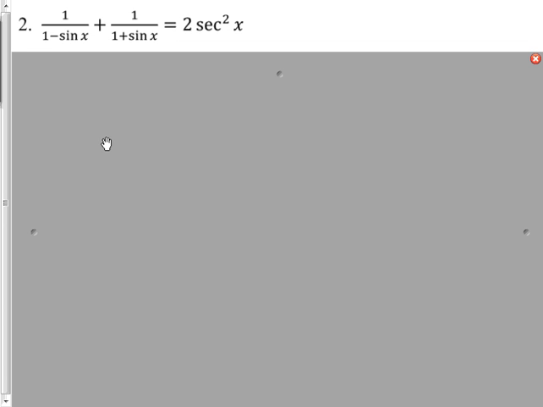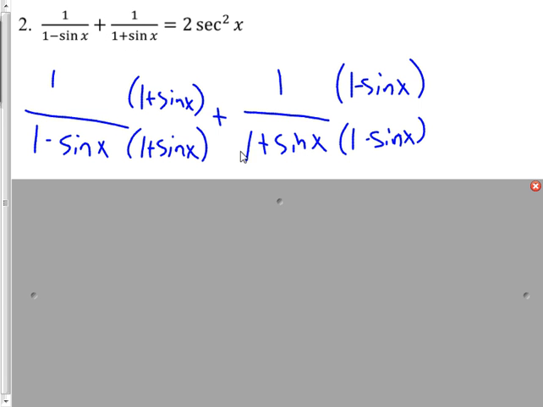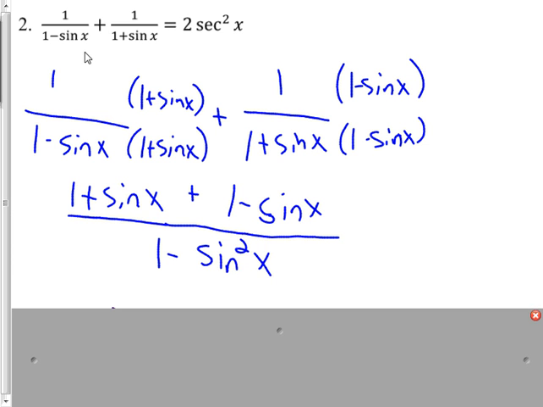The only difference between the two is on the left, we're going to multiply by 1 plus sine of x on top and bottom. And on the right side, we're going to multiply by 1 minus sine of x, because that will give us 1 minus sine squared in the end. Now, the nice thing is both will end up having 1 minus sine squared in your denominator, so we can just put it as one fraction.